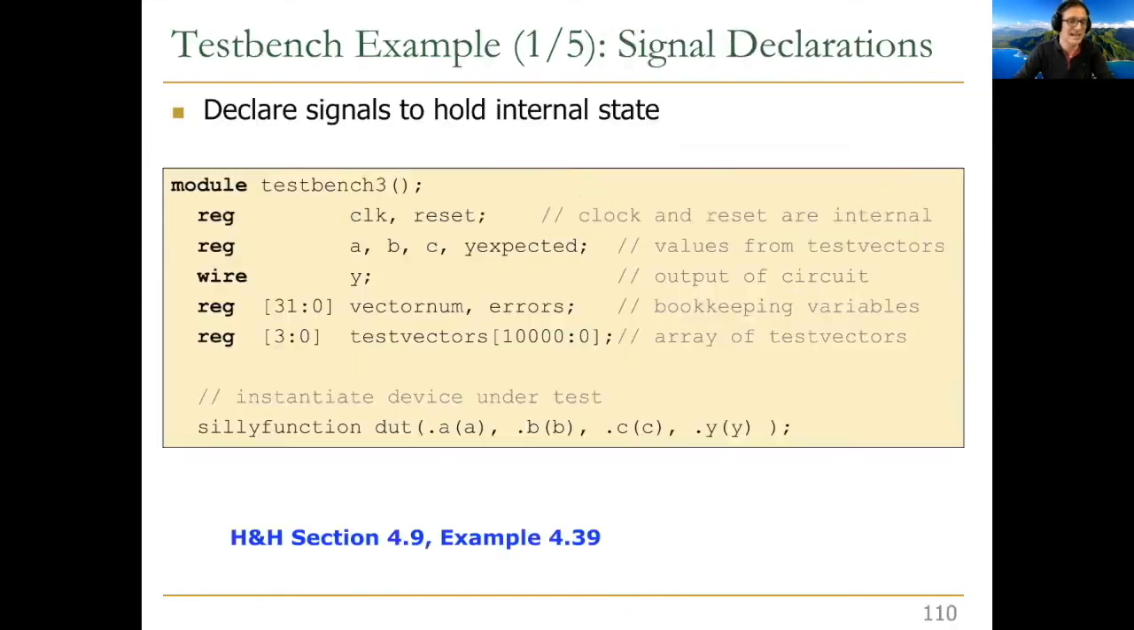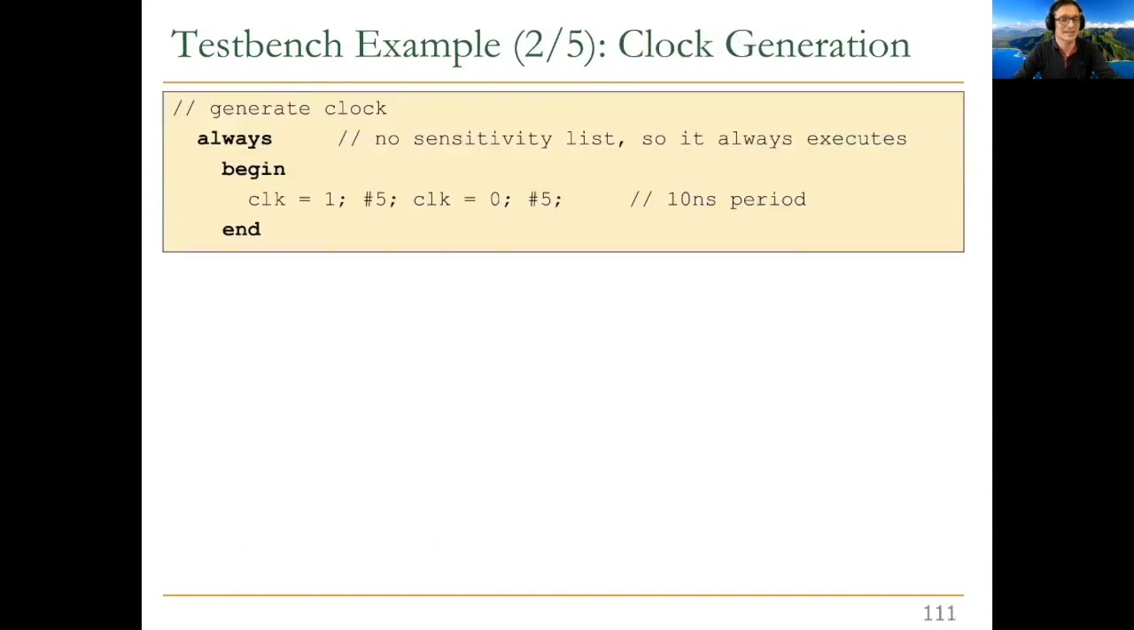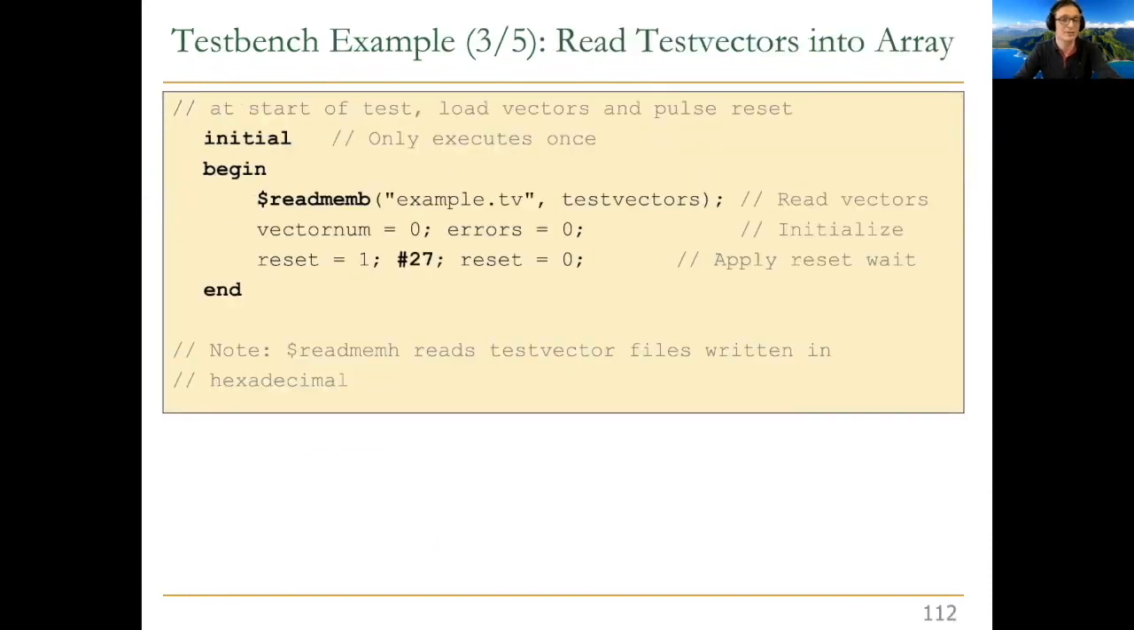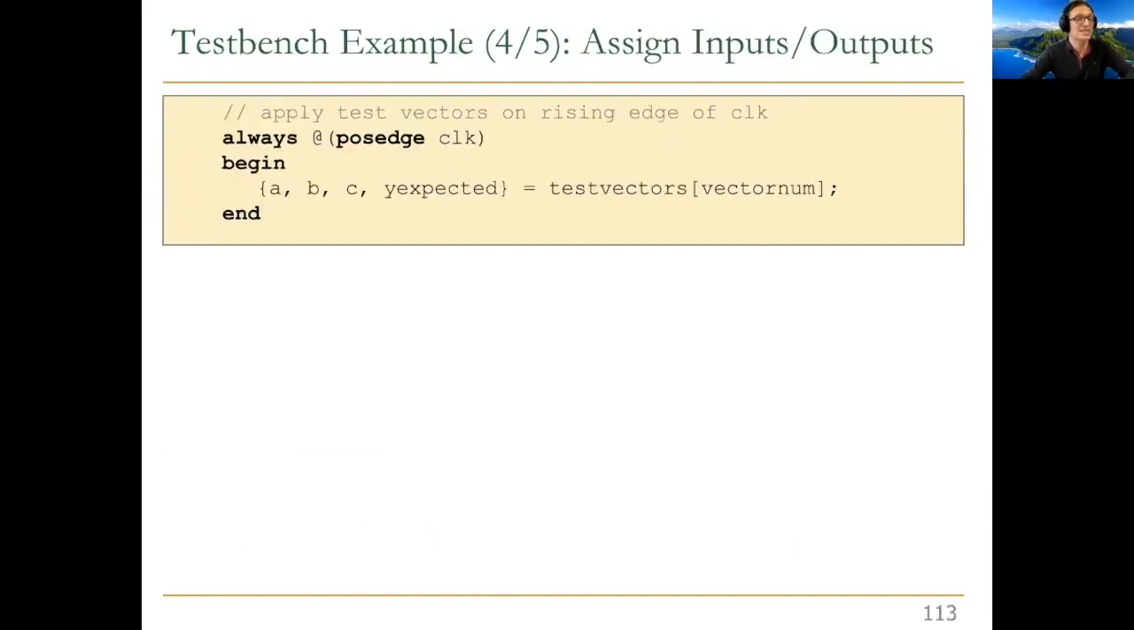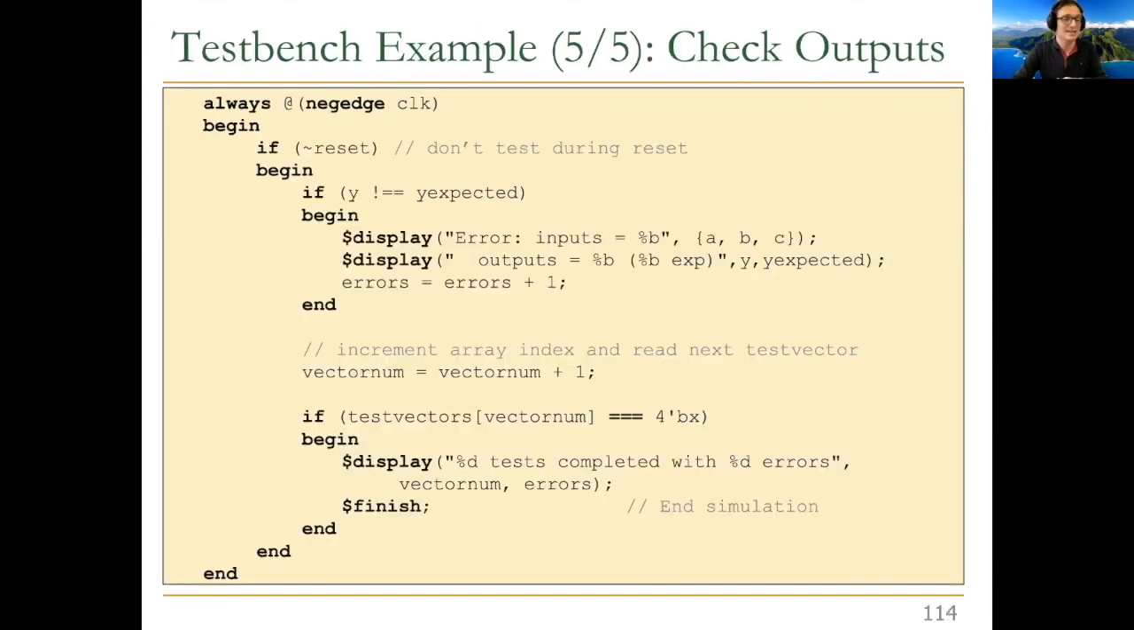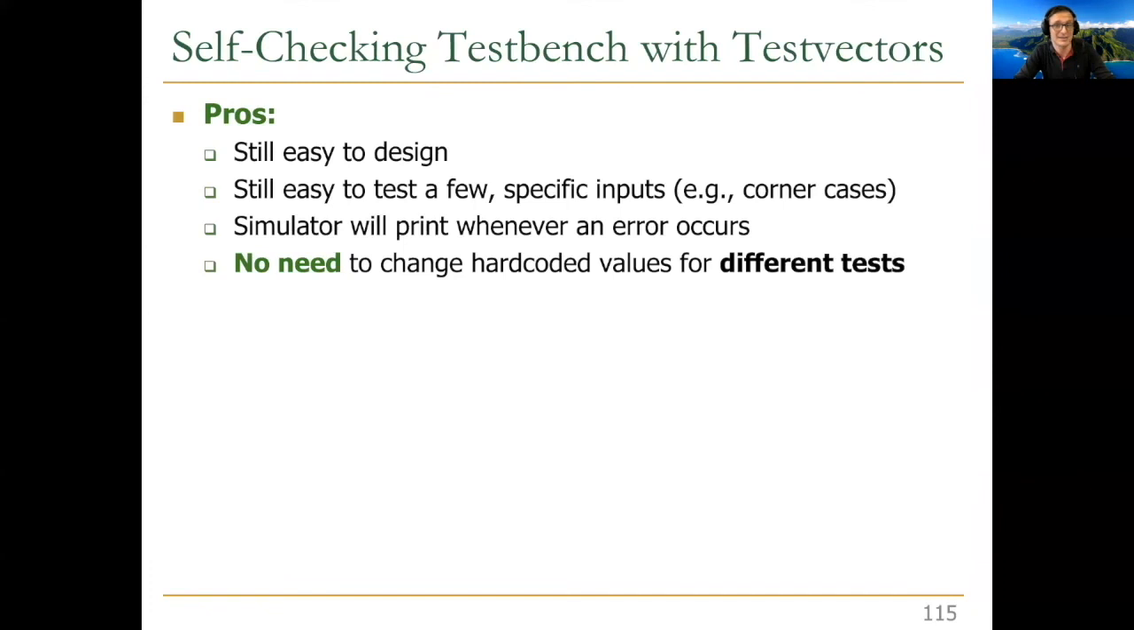Over multiple slides, I showed you the test bench. This is the beginning of the test bench. This is how you generate the clock. This is how you read the file. This is how you apply each input in the test bench and get the output. And then this is how you check the output at the negative edge of the clock over here, as you can see. So this is clearly much more scalable, right, with test vectors.